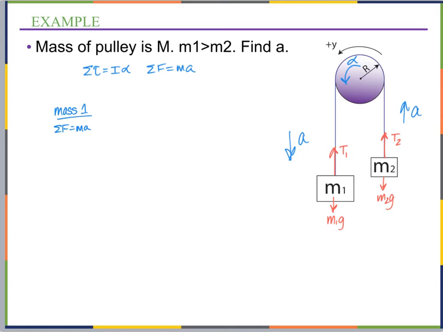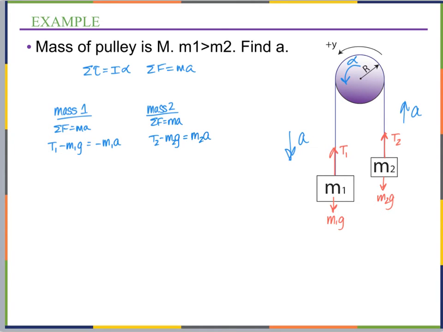So for mass 1, I have T1 acting up, and its weight, M1G, acting downward. Mass 1 is accelerating downward, so the right-hand side should be minus M1A. Now I'm going to look at mass 2 and Newton's second law. In this case, I have T2 acting up, the weight of mass 2 acting down, and mass 2 is accelerating upwards, so that right-hand side can be positive.